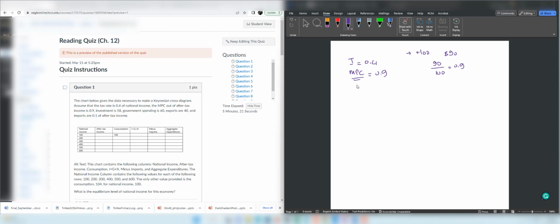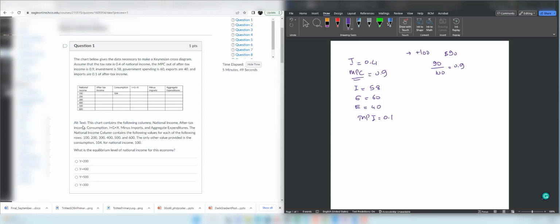And investment is given. Investment is 58. Government spending, G, is 60. Exports are 40. And imports are 0.1 of after-tax income. So that means we are spending 10% of our income on imports. So MPI is equal to 0.1. Now, given this, we are going to fill out this table.